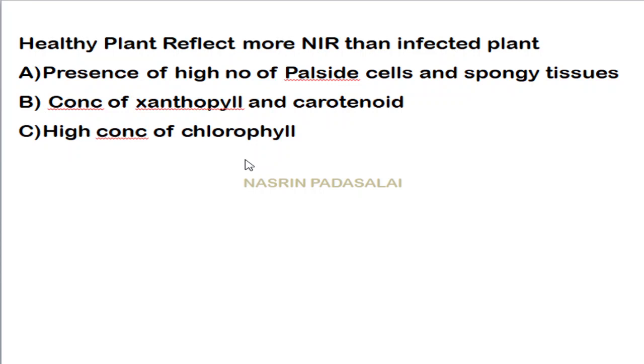The healthy plant was reflecting more near infrared light than the unhealthy plant, that is the infected plant, because the healthy plant will have a larger number of chlorophyll in its chloroplasts. At the same time, there will be a high number of spongy mesophyll tissue and palisade cells.